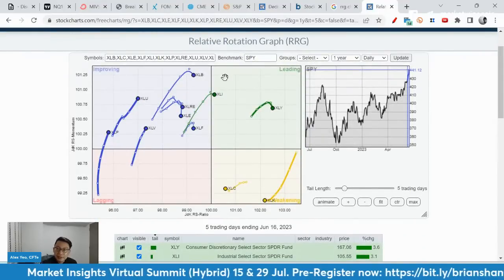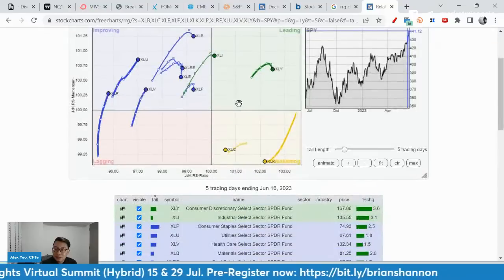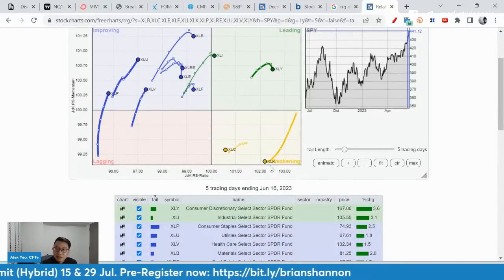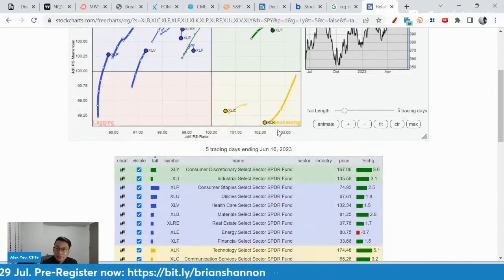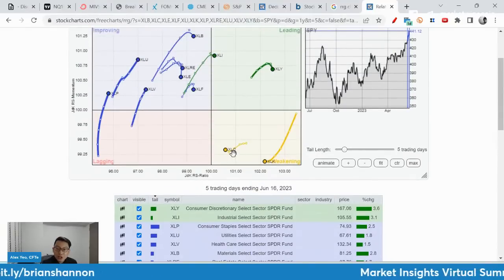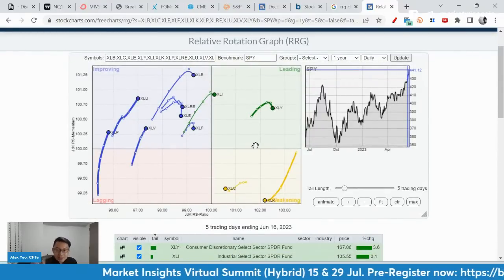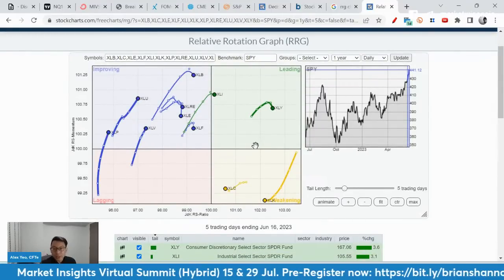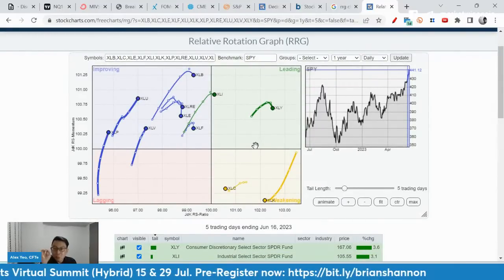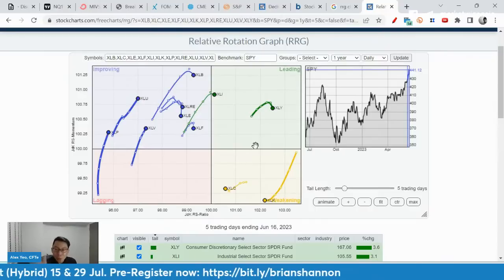So can you see this? Okay, in fact, XLK is starting to weaken already. Technology, okay. XLC, communications like Facebook and such, starts to weaken already. Weakening doesn't mean that it is weak. Weakening and weak are different things.